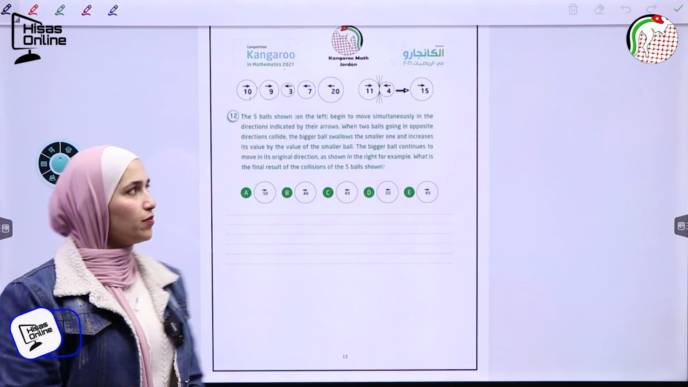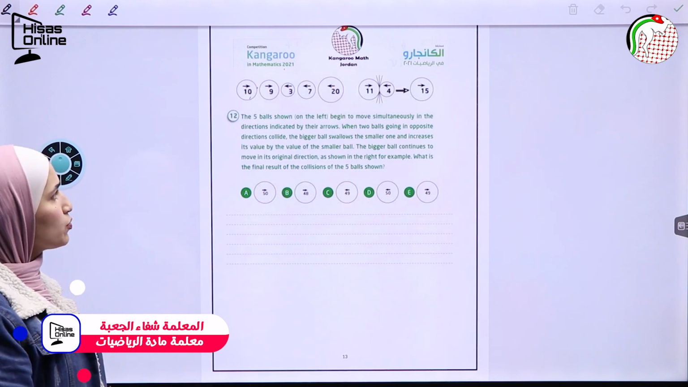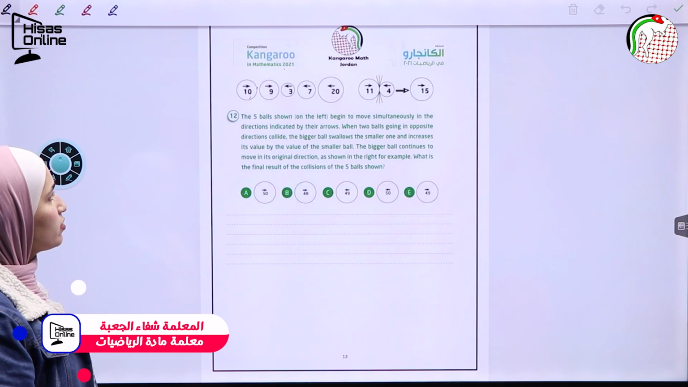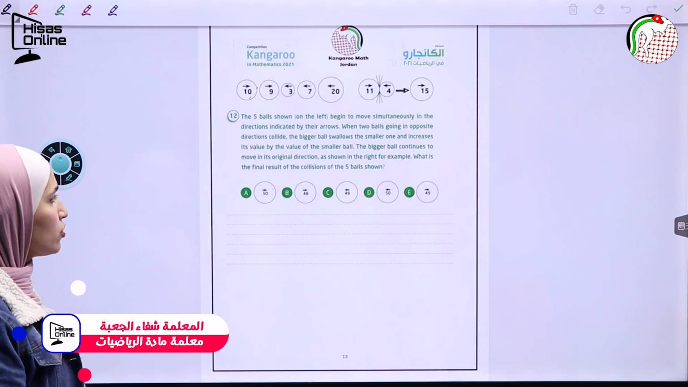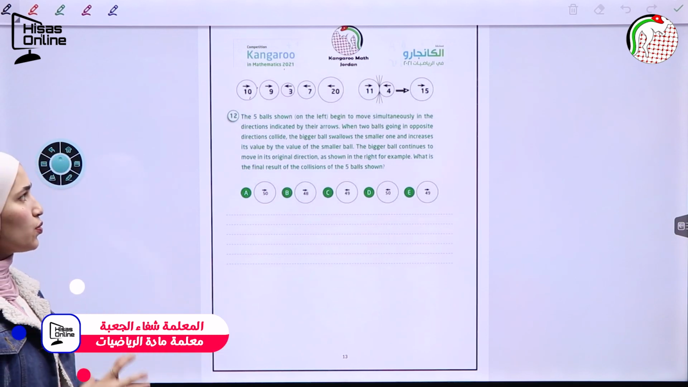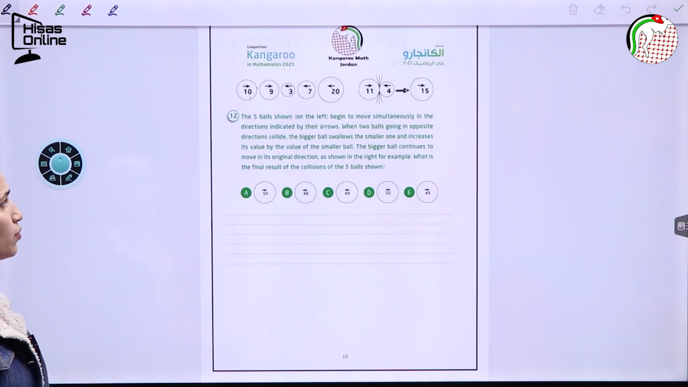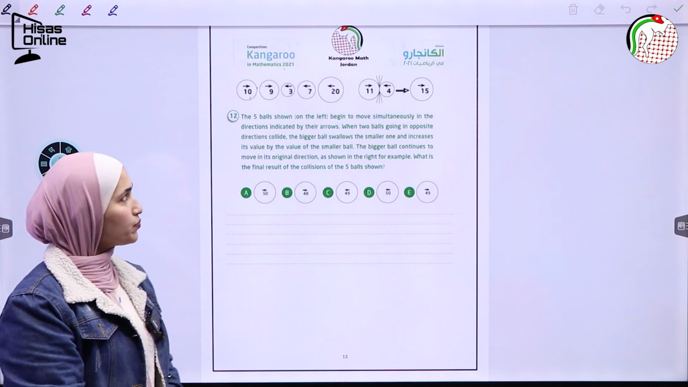Question number 12. The 5 balls shown on the left begin to move in the direction indicated by their arrows. When 2 balls going in opposite directions collide, the bigger ball swallows the smaller one and increases its value by the value of the smaller ball. The bigger ball continues to move in its original direction, as shown on the right. For example, what is the final result of the collisions of the 5 balls?